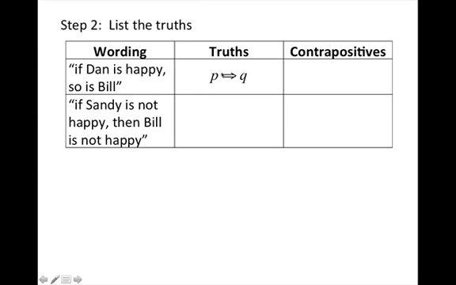Now, as I mentioned before, if I'm given an implication, I'm going to automatically write the contrapositive. Because if this implication is true, its contrapositive is also true. So if P implies Q is true, then I know not Q implies not P is also true.